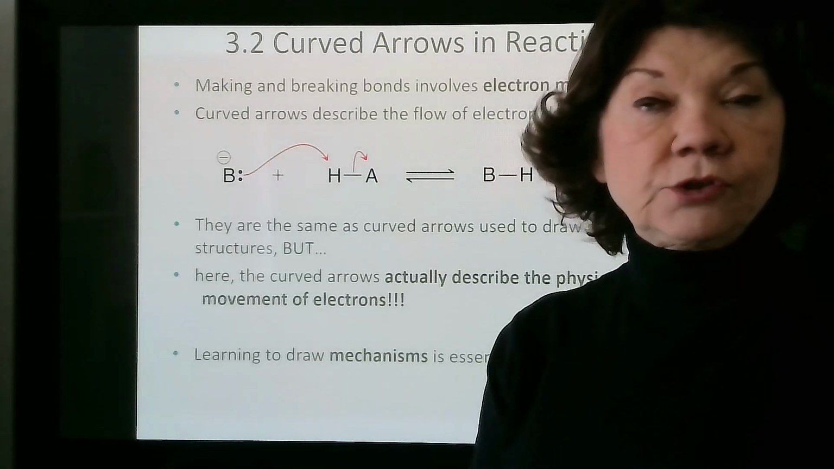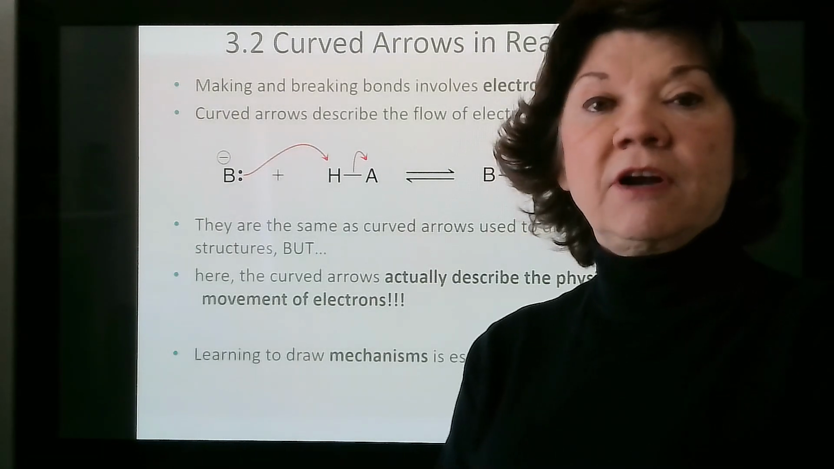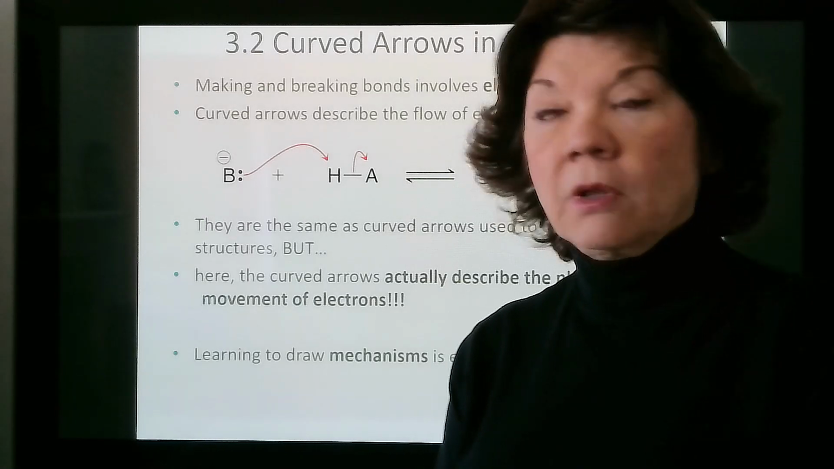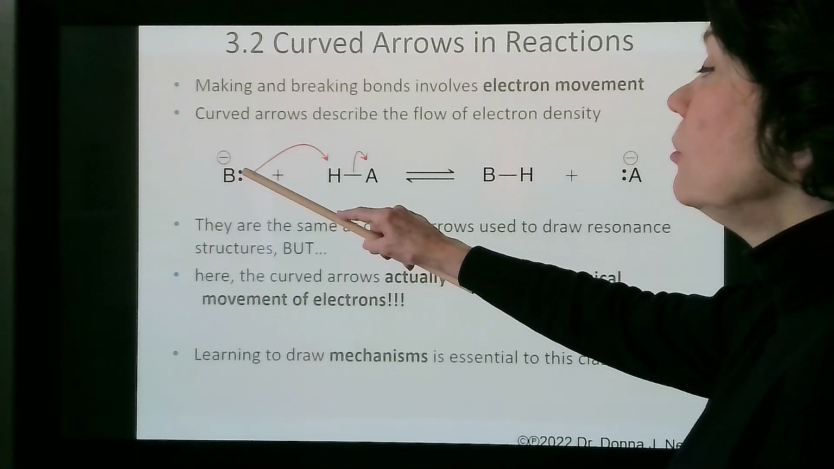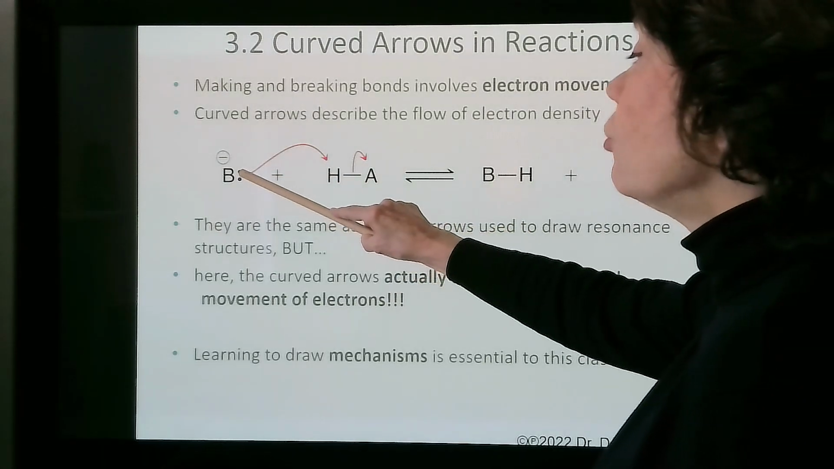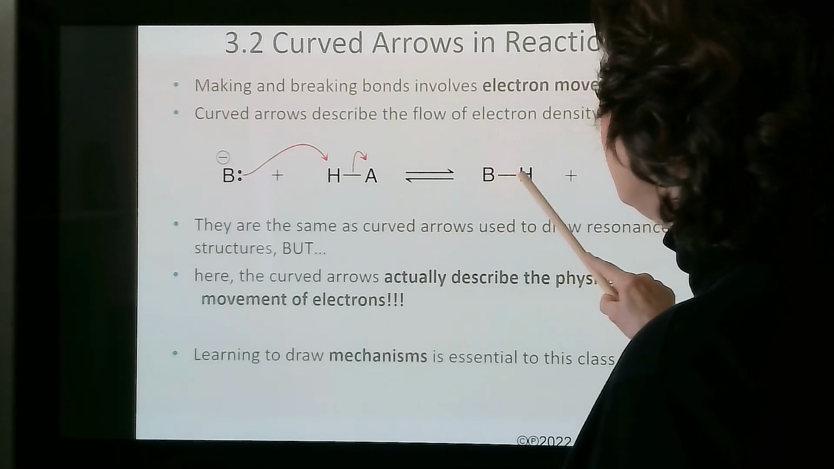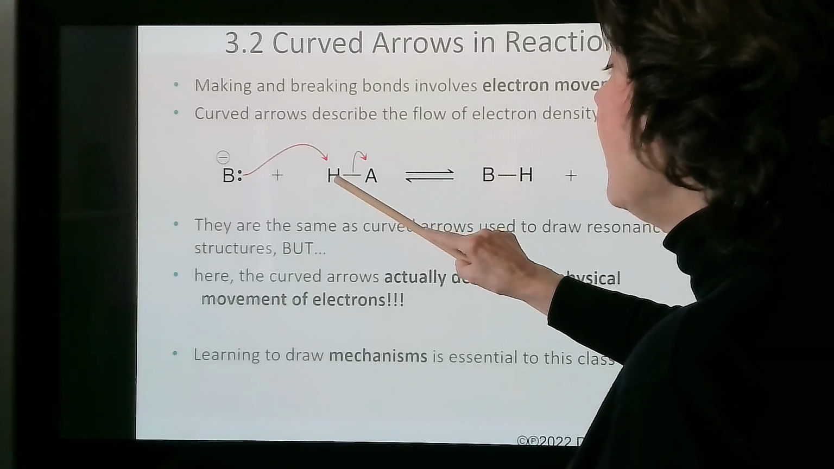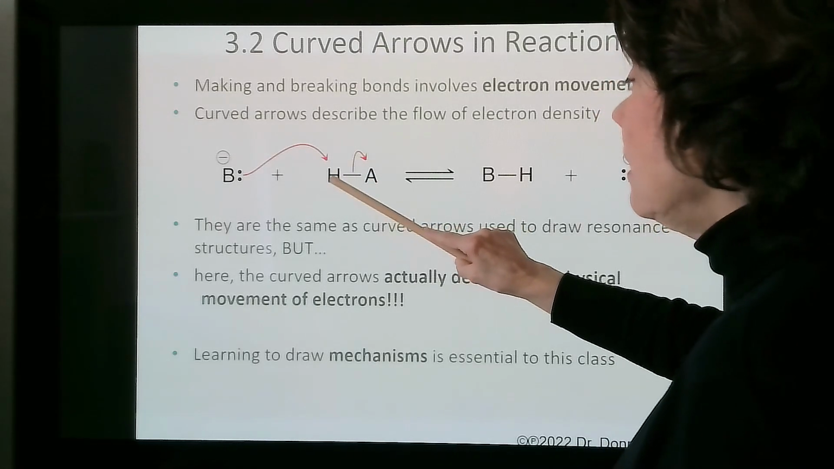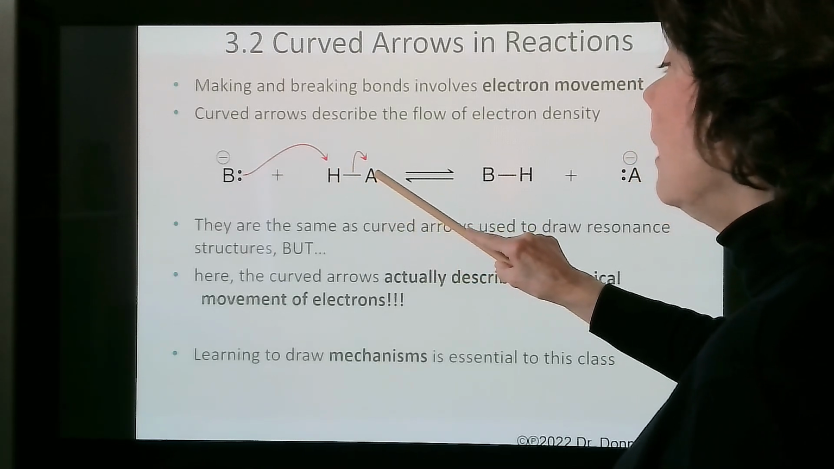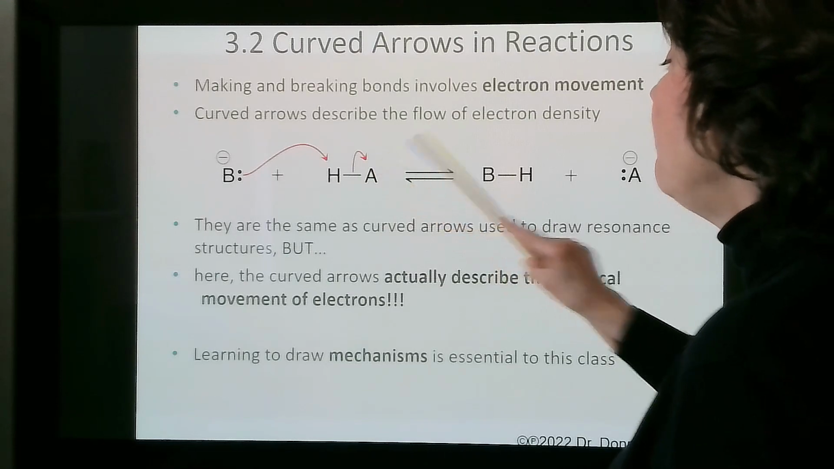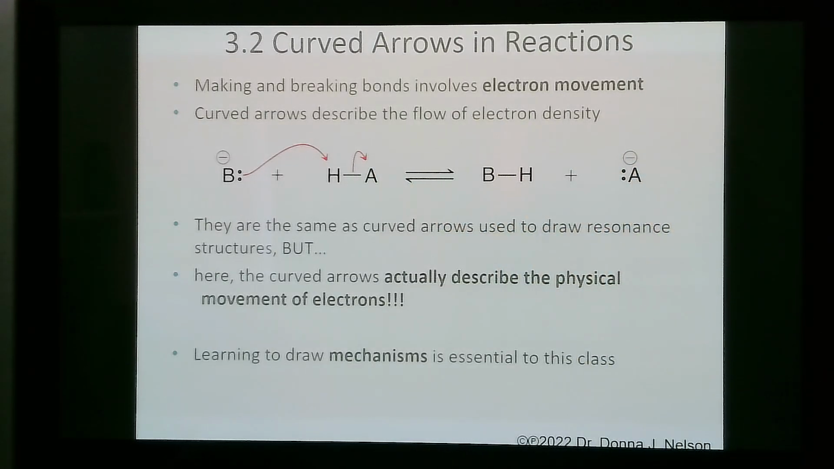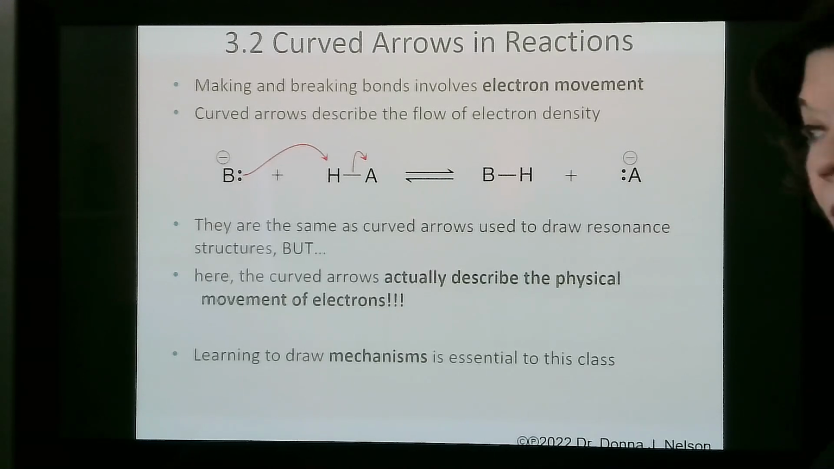In the past, when we were looking at resonance structures, the arrows that we drew simply helped us keep track of the electron count in the molecule. But here, the electrons are actually moving. So this pair of electrons has to move out a little bit and create an actual bond between the base and the proton. Here, the pair of electrons between the proton and the acid donating the proton actually does move in and reside on A. So the curved arrows still pertain to electrons, but they actually do depict electron movement here.